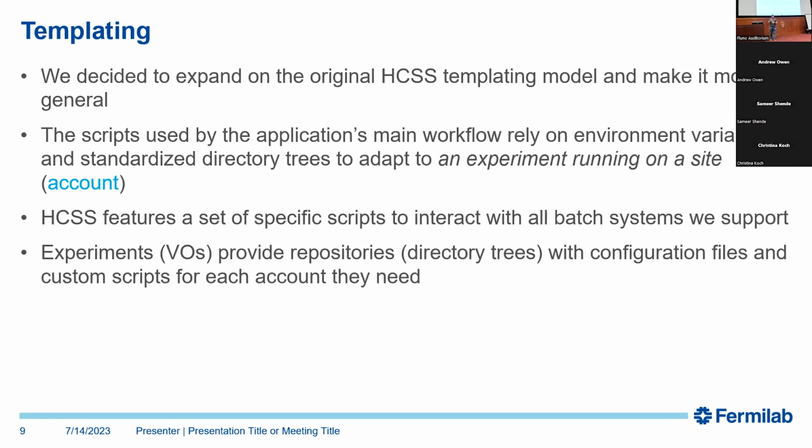So the main idea is that we would have a couple of groups of components that we would need. We would need something to specify the experiment needs, and something else to specify the site needs, or mostly the batch system needs, right? So what we actually ended up with is scripts that will be used by the main workflow of the application, that will use standardized directory trees, which are just really repositories, hopefully something like GitHub or GitLab repositories, that will run on specific sites.